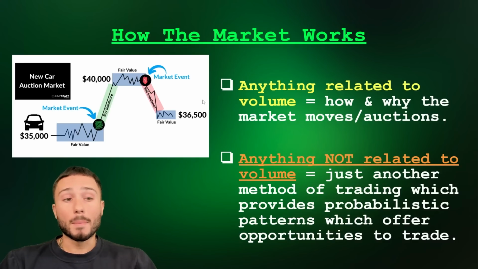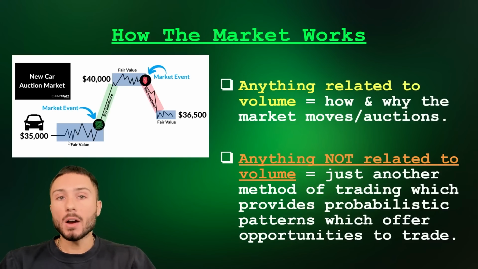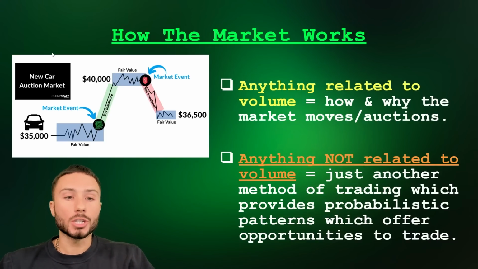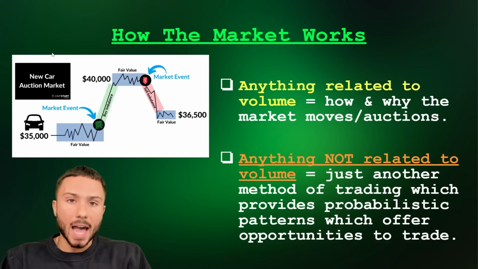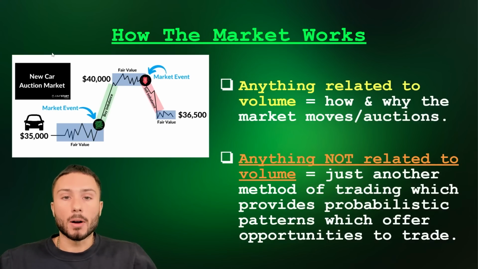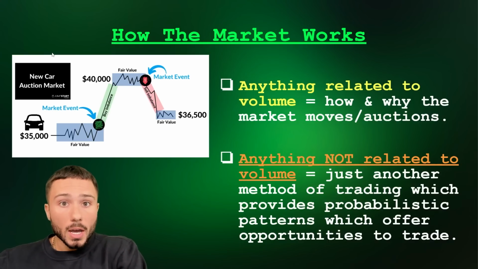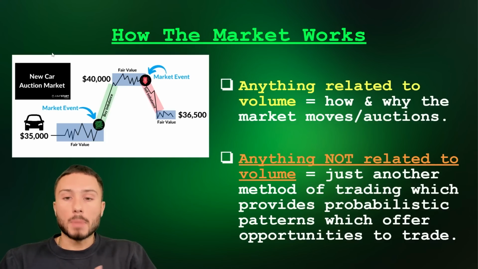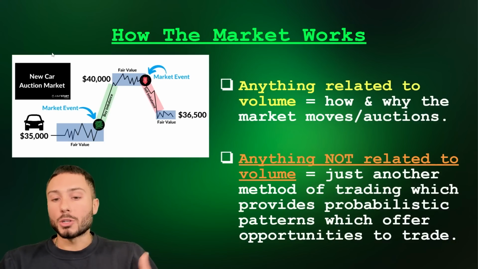Essentially, the market moves from imbalance to balance, from fair value to unfair value. This is how any auction or any market works, similarly to a car market. So anything that's related to volume is actually how prices change up or down. It's how and why the market moves and how it auctions. If there weren't buyers and sellers actually transacting and there wasn't volume in the market, then the market would be stable and there would be no such thing as a market, because what makes a market true is transactions and individuals buying or selling.